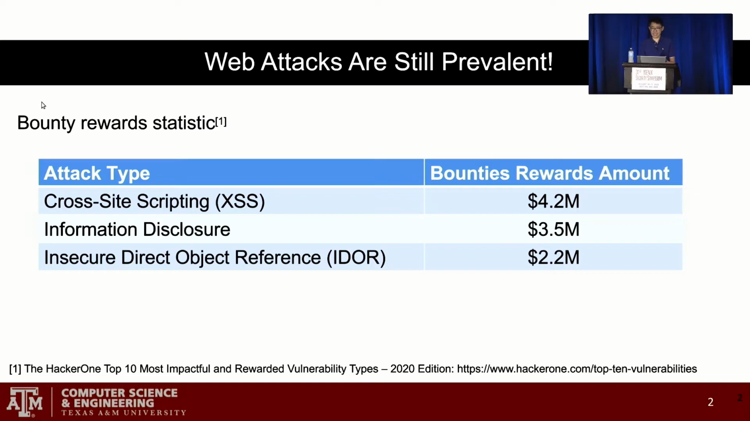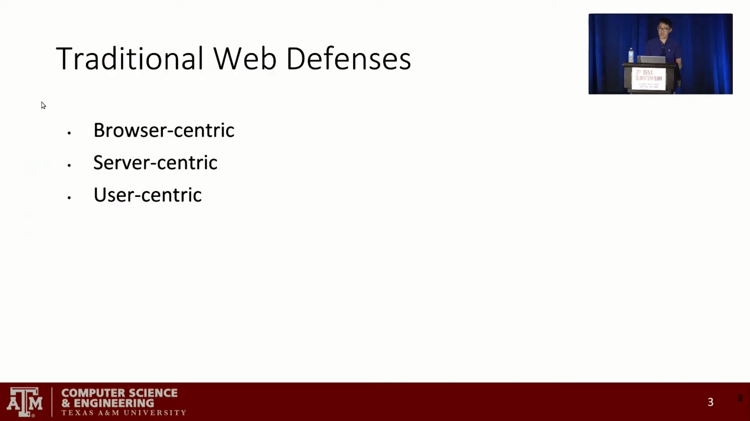So web attacks are still prevalent. And according to a recent statistic, millions of dollars were rewarded to white hat hackers. And unsurprisingly, cross-site scripting attacks are still the most prevalent type of web attacks. So in response to these attacks, there are three traditional web defense approaches: browser-centric, server-centric, and user-centric.